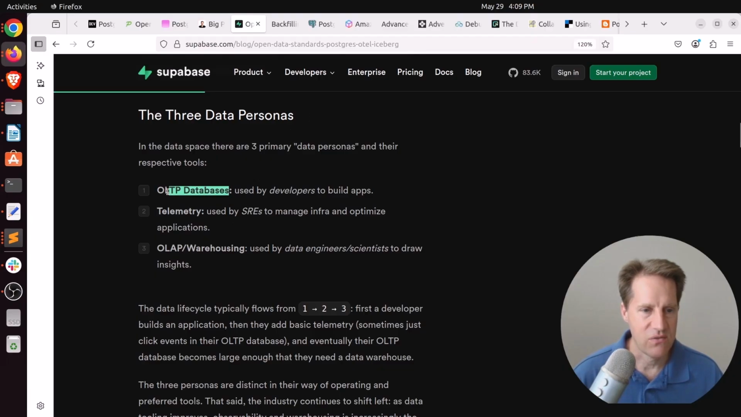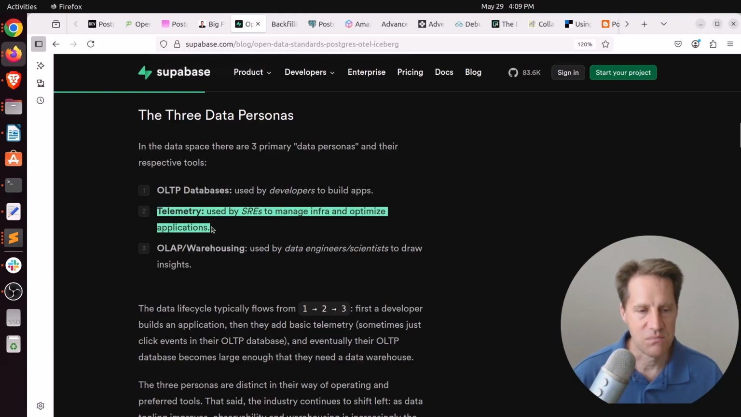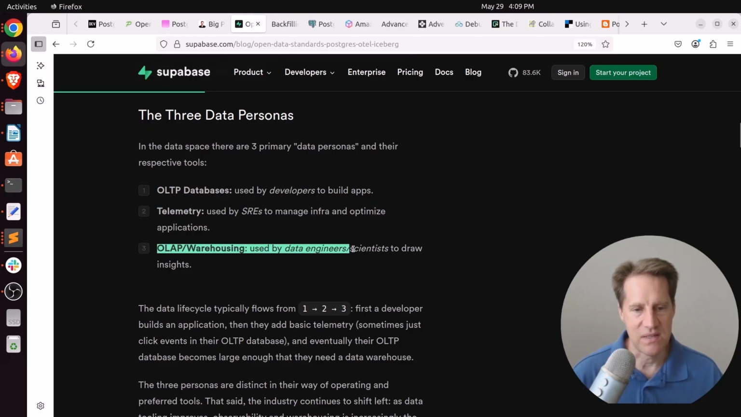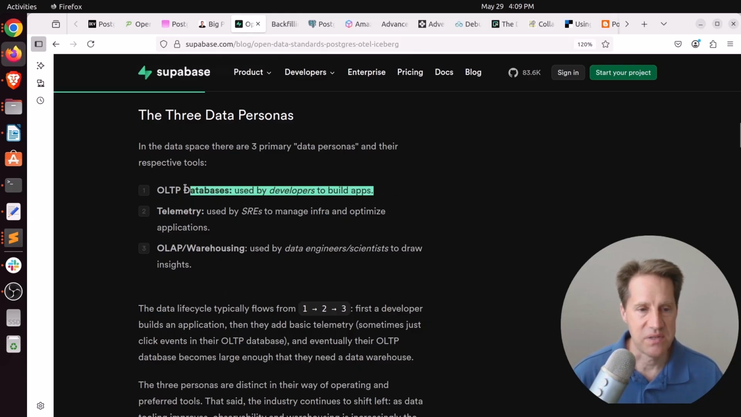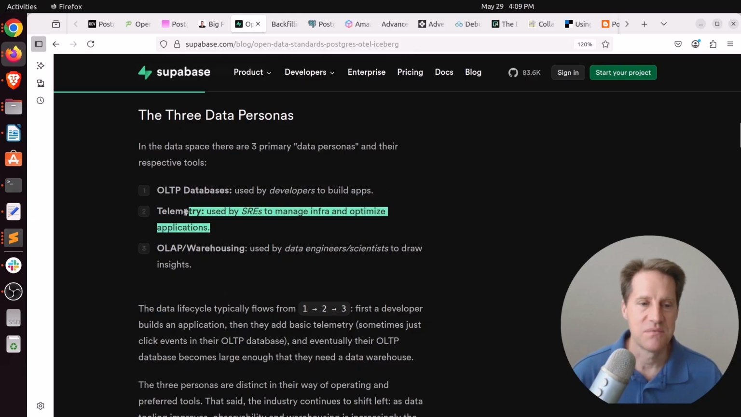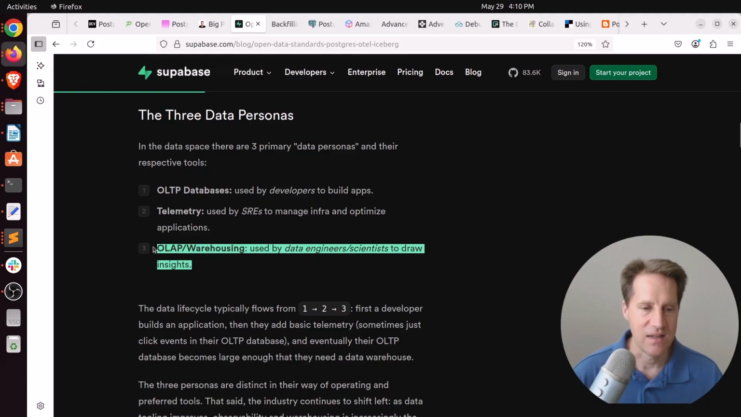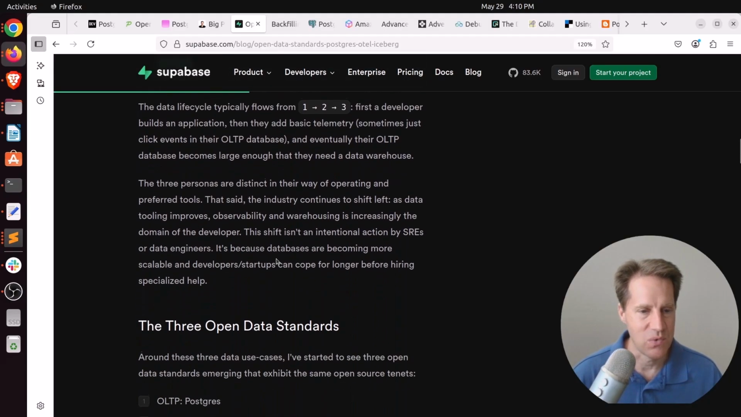So one, you have OLTP databases that developers use to build apps. You have telemetry to understand what's going on in terms of those applications. And then OLAP and data warehousing, which is used by data engineers or scientists to draw insights. And to a certain extent, this is an organizational maturation as well, because you generally start with your application on a database, then you need some telemetry behind it, and then at some point it becomes large enough that you need to actually start using online analytical processing and data warehousing as well.